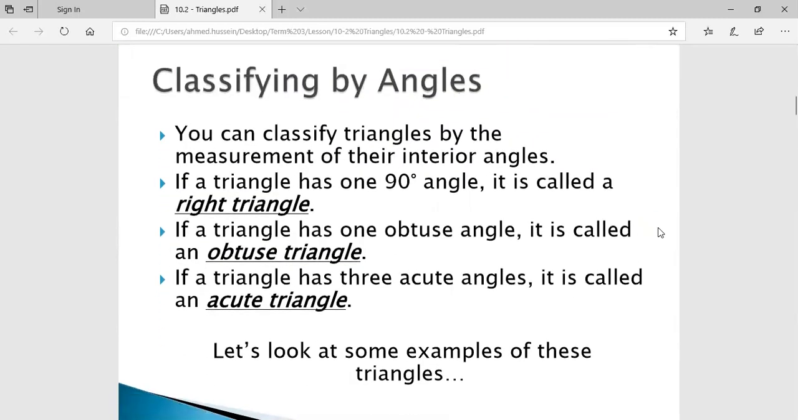We can classify triangles by the angle measurements. And if a triangle has one 90-degree angle, it's called a right triangle. If it has one obtuse angle, it's called an obtuse triangle. And if it has no right angle and no obtuse angle, so the three angles are acute angles, then it's called an acute triangle.